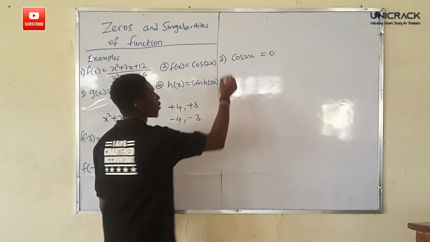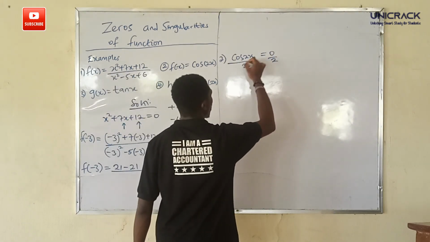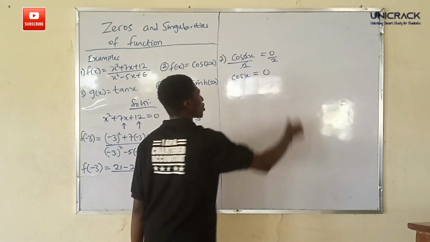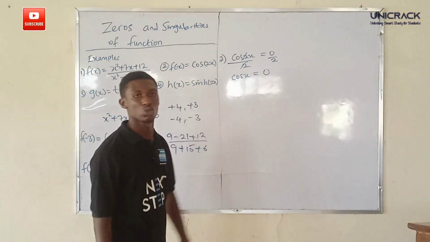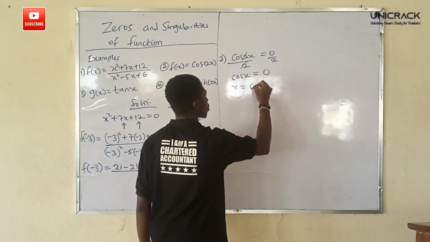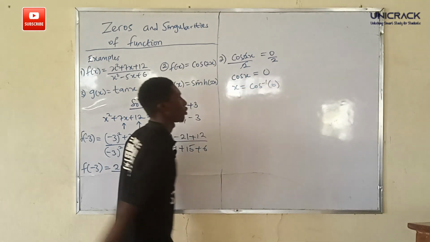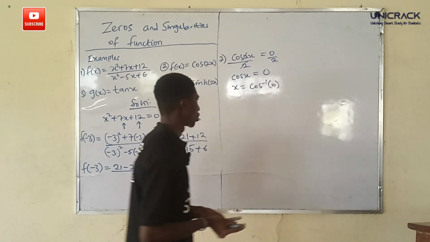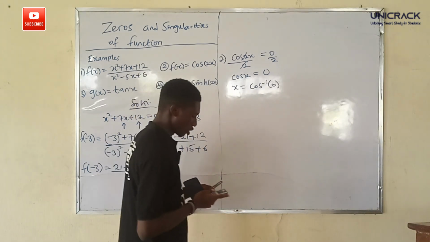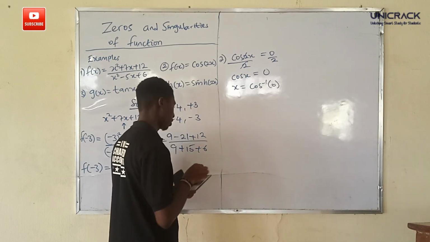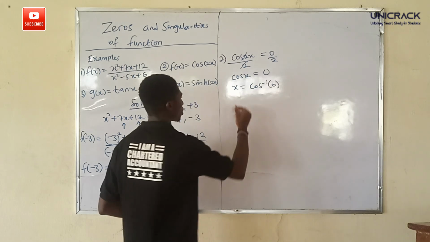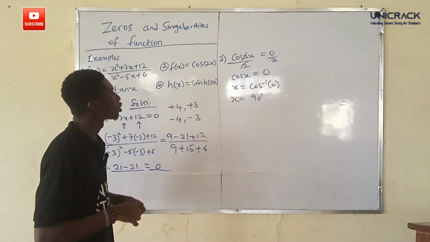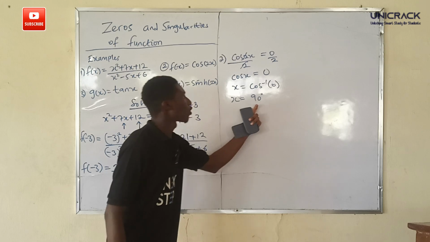To solve for x, we divide both sides by 2. We would have that cos of x is equal to 0 divided by 2, which is 0. To solve for x, we carry cos to the other side. We have x is equal to cos inverse of 0. Now, if you're with your calculator, I am with mine here. If you find the cos inverse of 0, you would have 90. Therefore, x will be equal to 90 degrees.